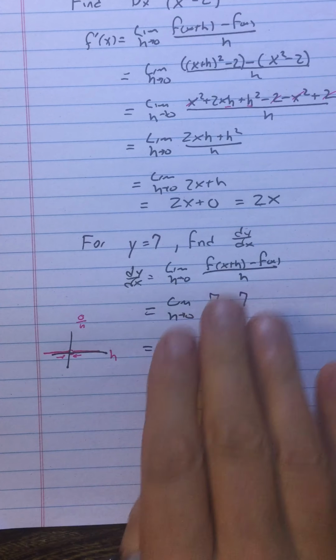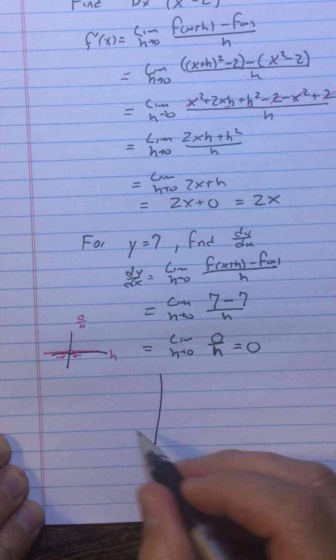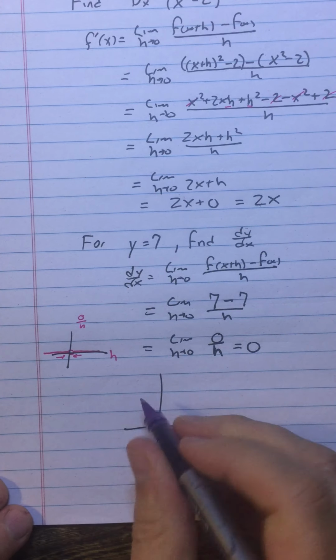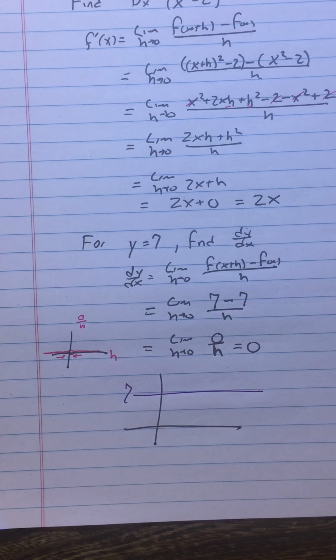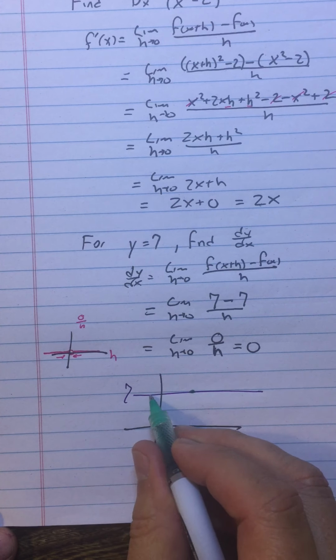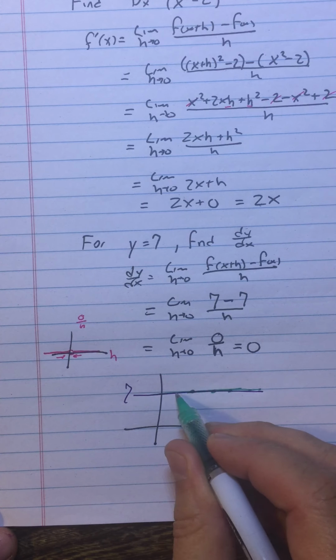Okay, now I want to do that one so I could sort of really think about it graphically so you know what that means. So what does the graph of y equals 7 look like? Looks like this, right? So what is the slope of the tangent line anywhere I go? So like what direction am I going? So the tangent, it's always horizontal.